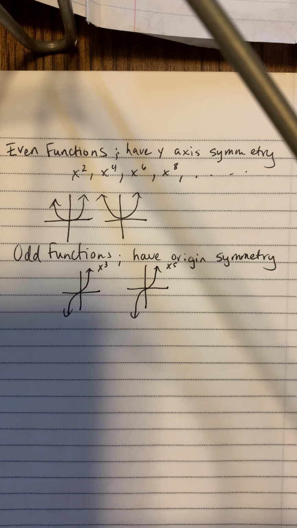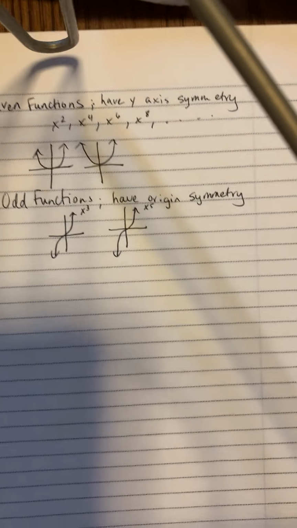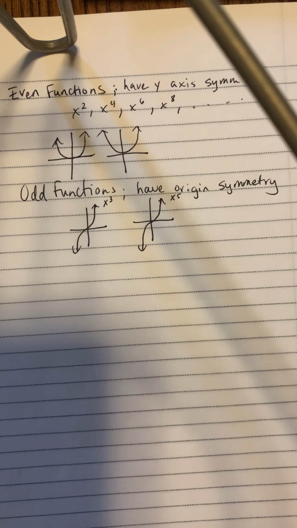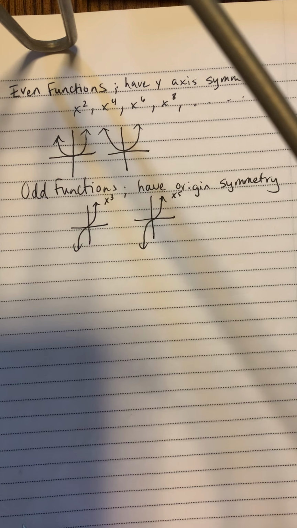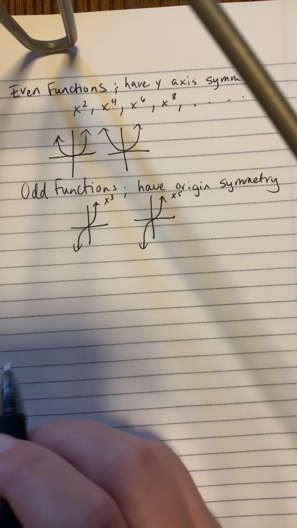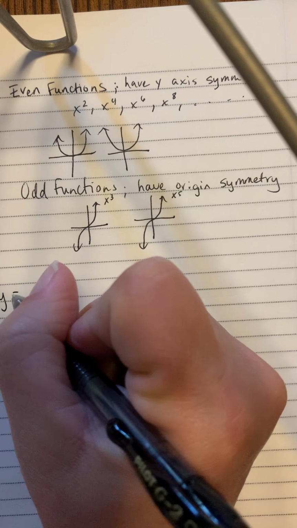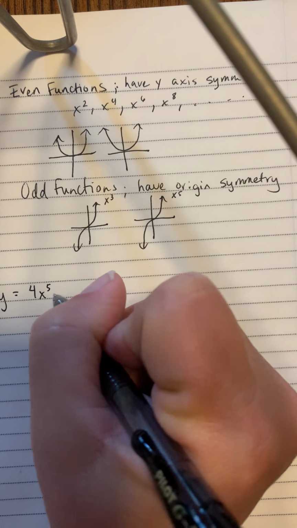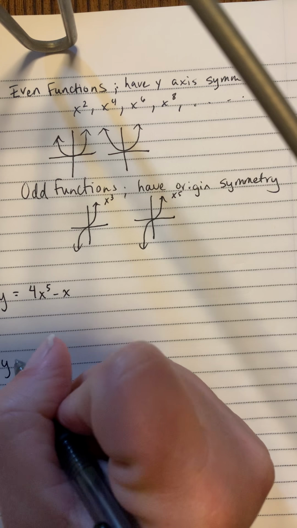Neither has no symmetry. So how do you tell if a function has even, odd, or neither symmetry? Well, I'll just give you some examples. Let's try a couple. Let's say I have y equals 4x to the fifth minus x.